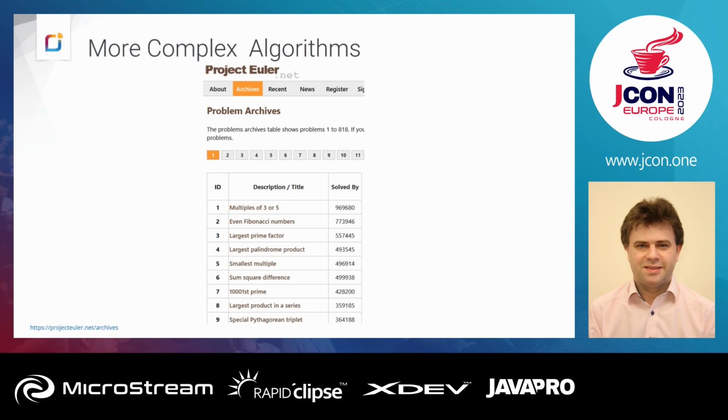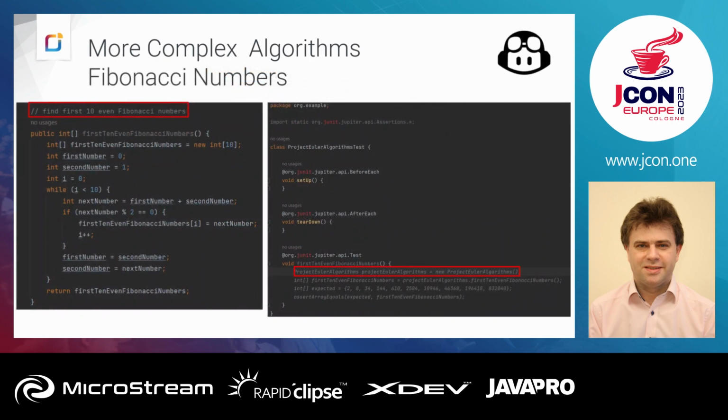And we use this page, Project Euler. There are simple algorithms that you can solve. And we started with some on the top. So now let's see GitHub. And we asked, find the first 10 even Fibonacci numbers. So please write me a function that calculates that.